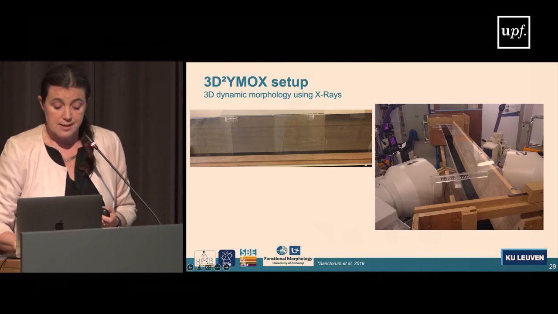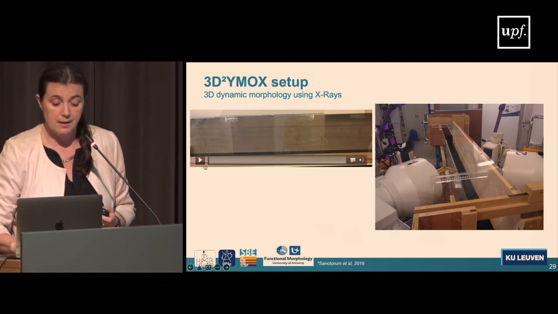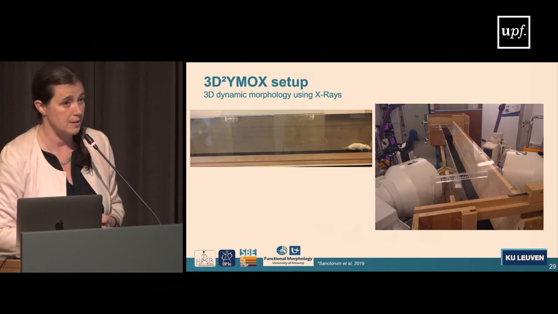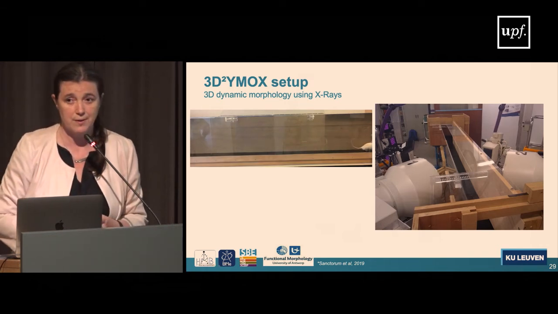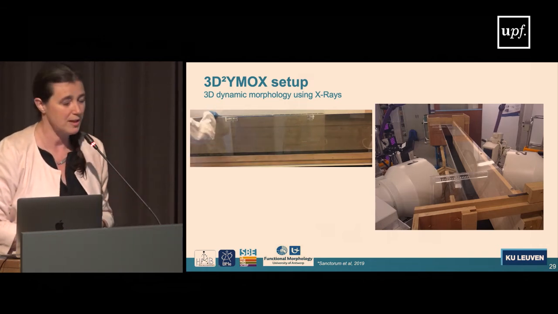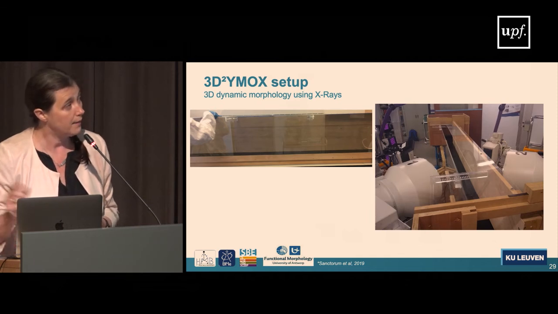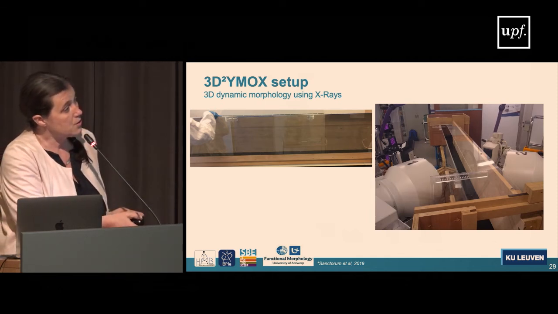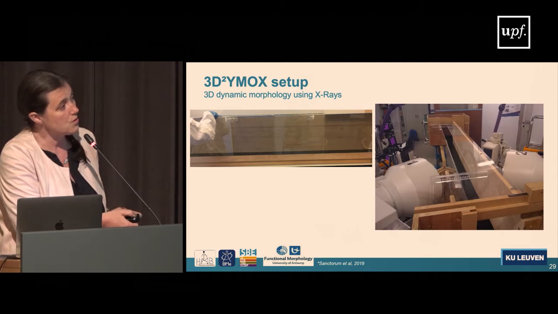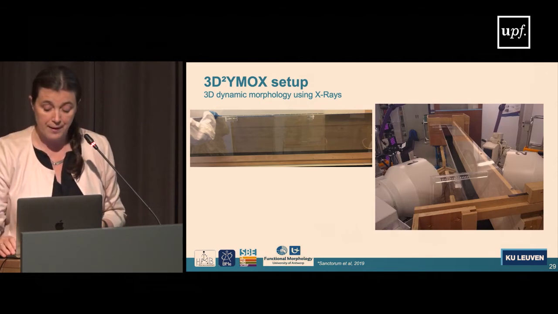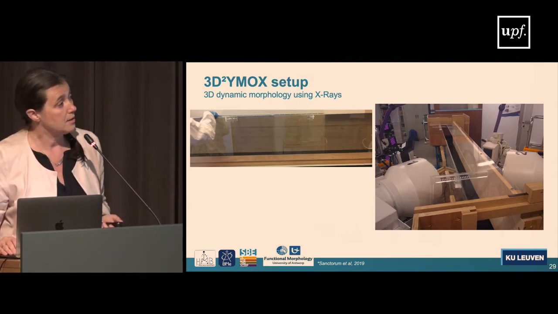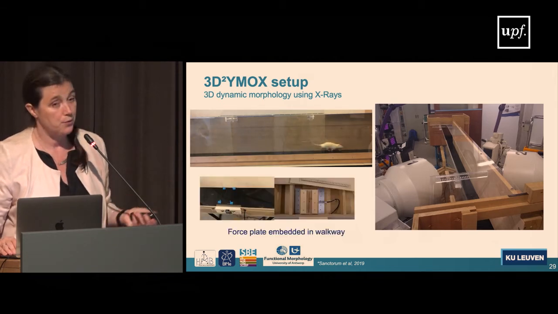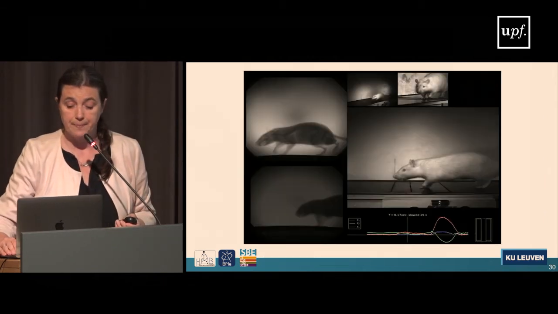So here you see the setup for the gait assessments. This is our rat gait lab. We have one of the participants in our study who is feeling very happy. He gets Cheerios when he walks up and down the gait path. But what is more important is that here you see 2 X-ray sources that we use to visualize the moving skeleton. And in our walkway, we also have force plates embedded.